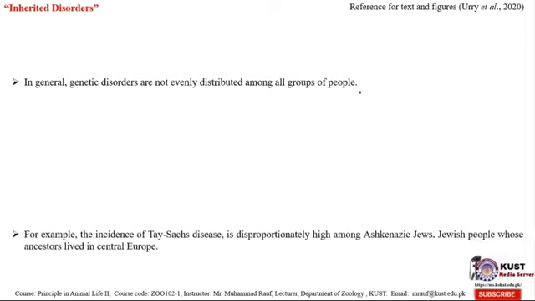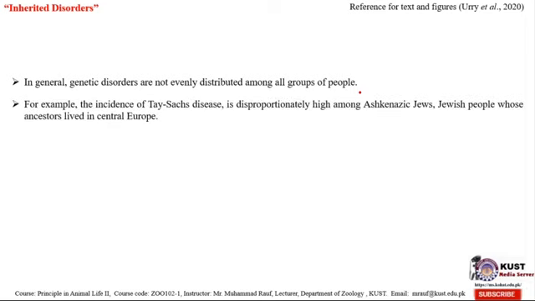Now, in general, genetic disorders are not evenly distributed among all groups of people. So some individuals or individuals living in a particular area have high frequency of a deleterious allele as compared to other populations, as we will see in an example.